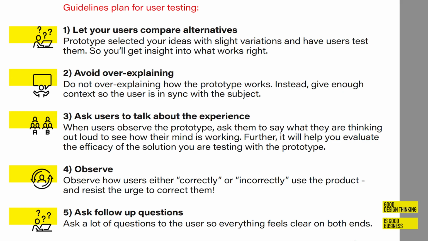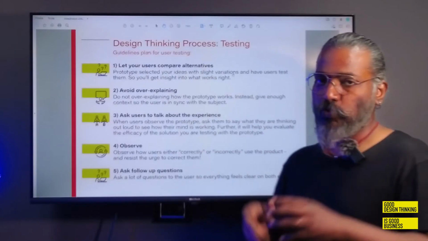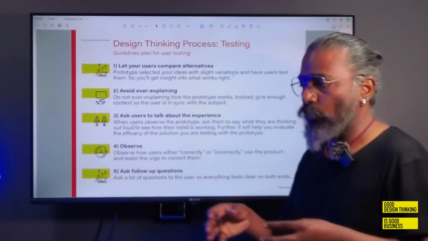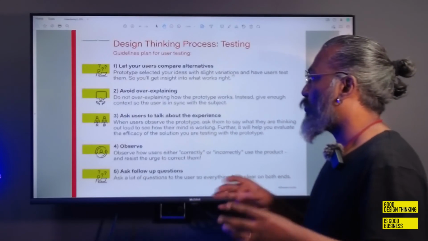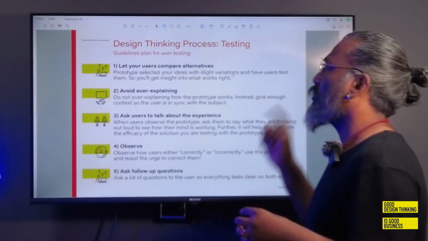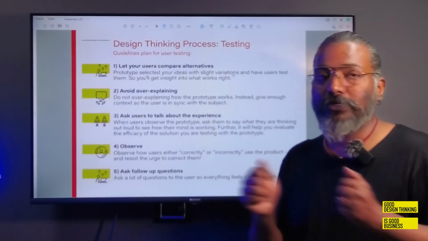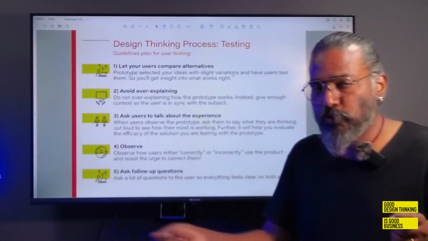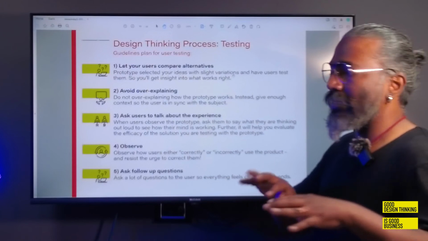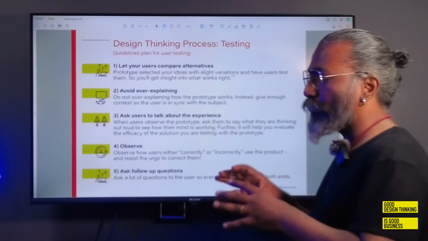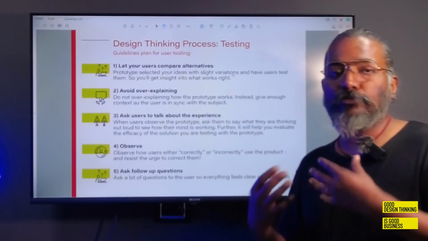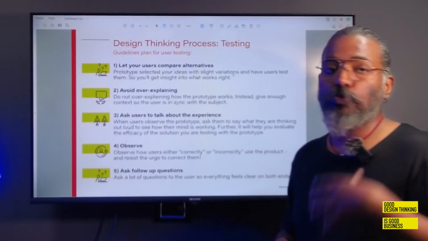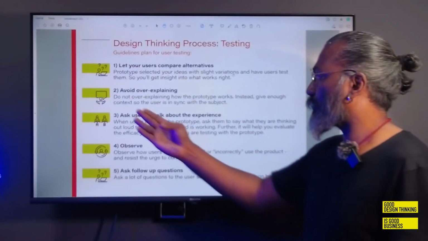So there are a few guidelines while you're testing your prototype. Let your user compare alternatives. While you're testing, have 2-3 prototypes with slight variations, so that when users experience those A, B, C options, they can give you feedback on which one they felt more comfortable with, which one they adored, which one they liked most.